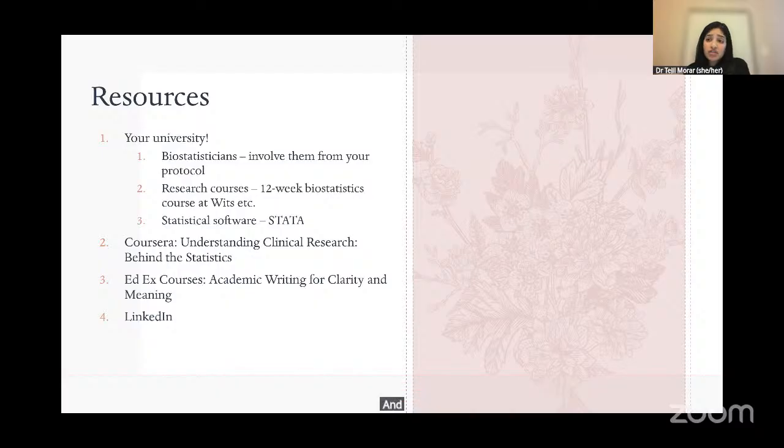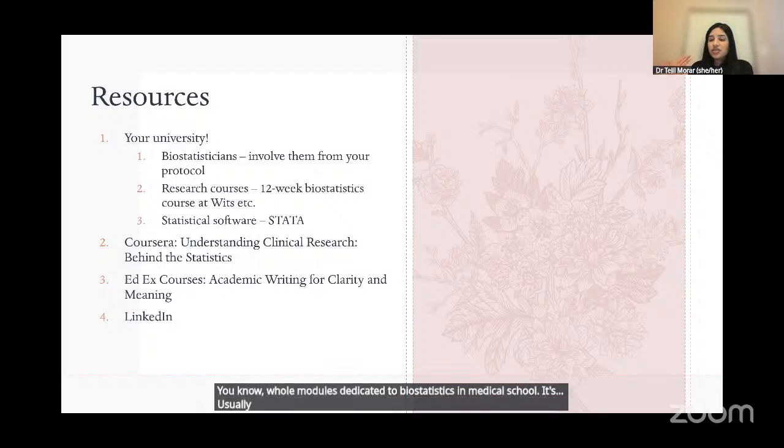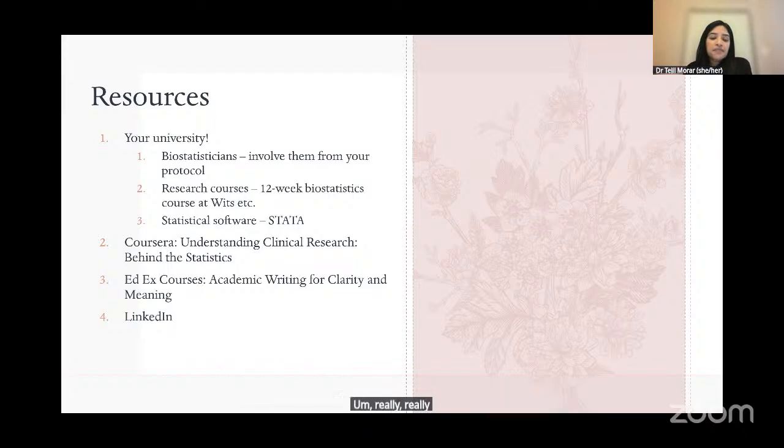And everyone starts off not knowing a lot about it, because we don't have whole modules dedicated to biostatistics in medical school. It's usually really just the surface that we are exposed to. So you're not the only one if you think it's completely overwhelming and really challenging. But the more you expose yourself to it, suddenly terms become a bit more familiar and it's useful.